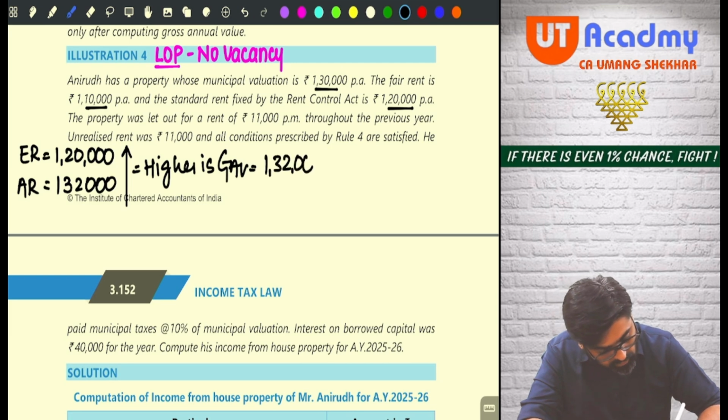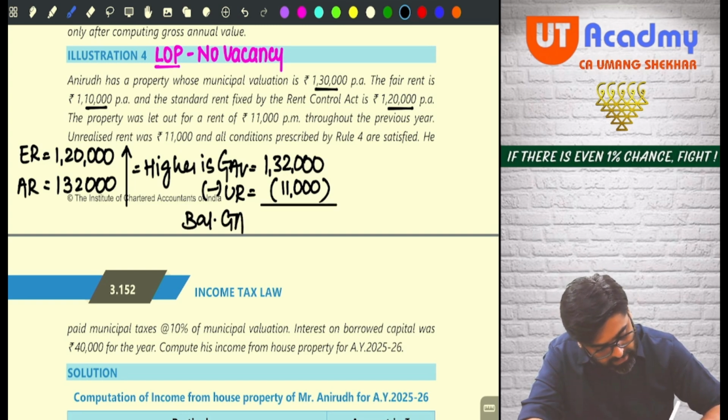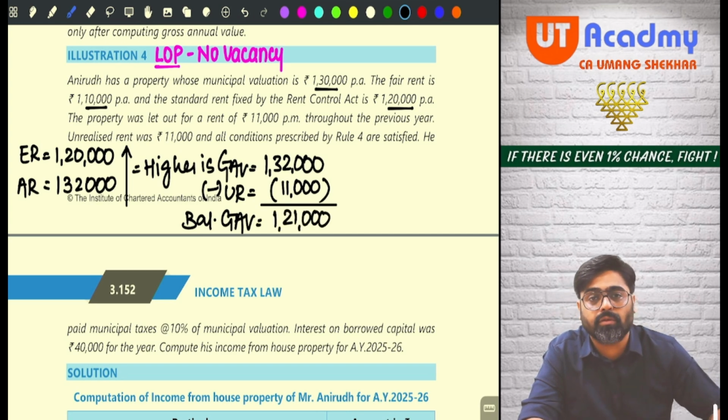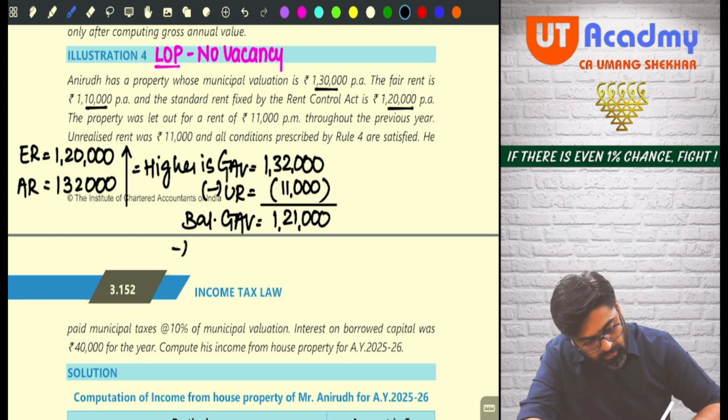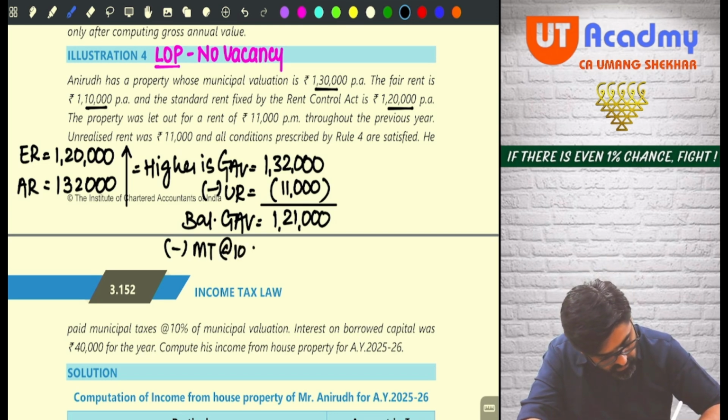Come on, tell me, what is GAV now? 1,32,000. Now, out of this 1,32,000 GAV, we will reduce our unrealized rent amounting to rupees 11,000. Yes or no? So, our balance GAV, which will be finally taxable in our hands, will be 1,21,000. Everyone got this? From there, we'll get municipal tax deduction. How much is municipal tax? It is 10% of municipal value. What is municipal value? 1,30,000. 10% of that will be 13,000.